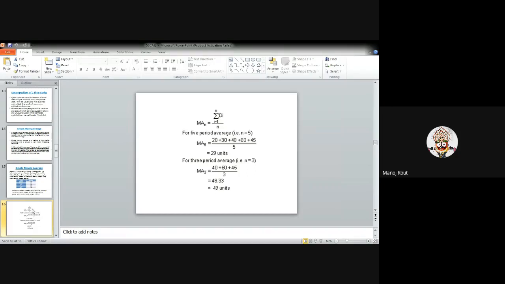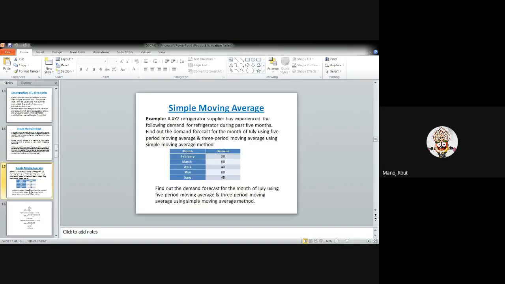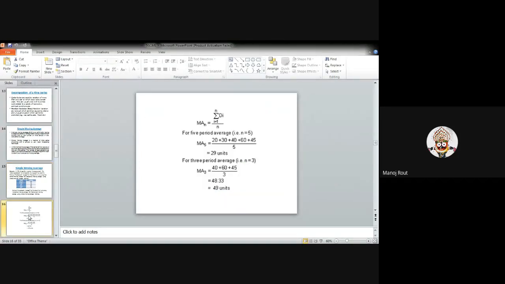units. Similarly, if you go to the next one, in case of 3-period moving average, here N is equal to 3. In that case, you go directly to the previous 3 periods, starting from April, May and June, that is 40 plus 60 plus 45, divided by 3. And the number of units is 48.33, or it is equivalent to 49 units approximately for demand forecasting. Clear?